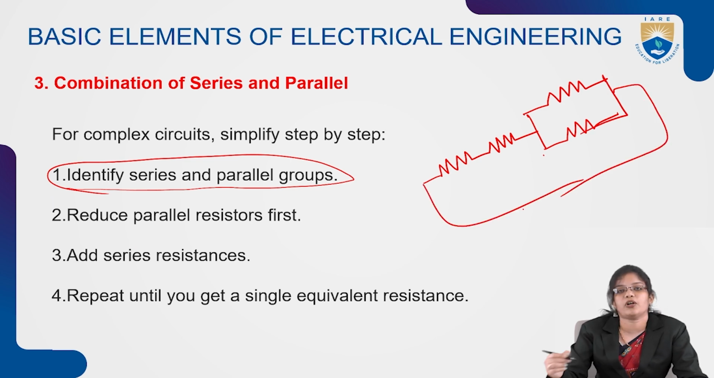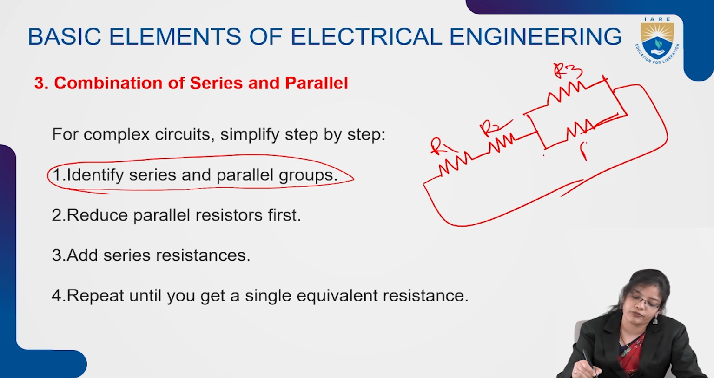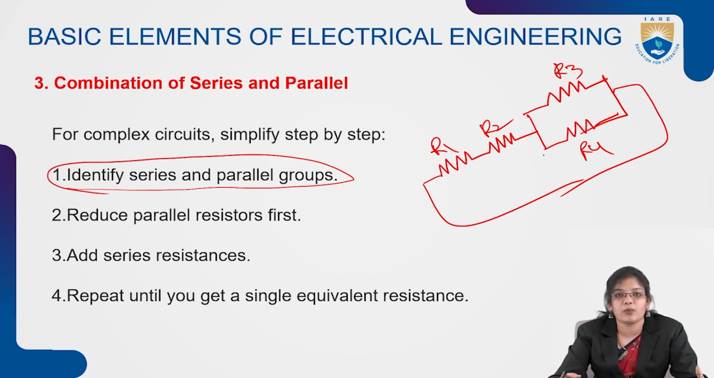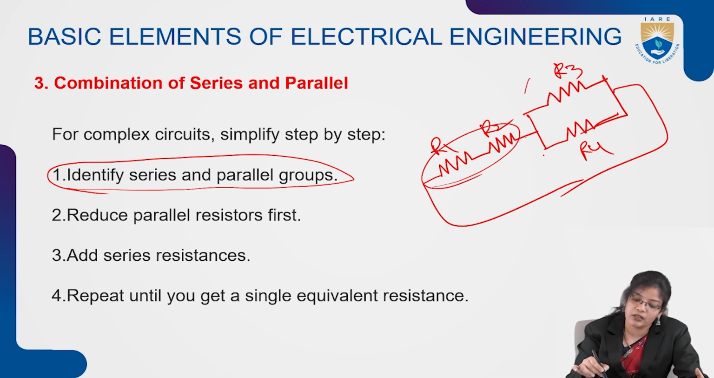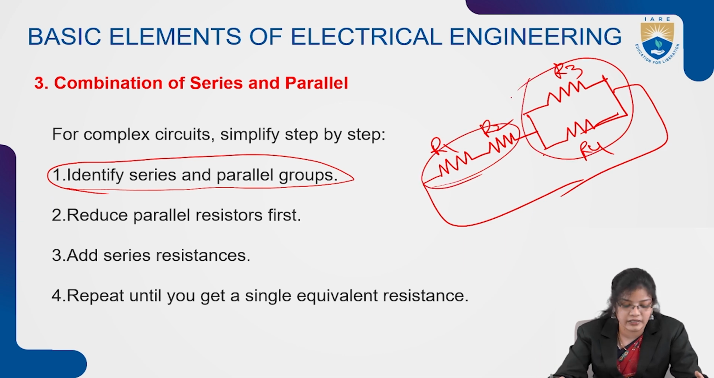So this circuit can be denoted as R1, R2, R3, R4. For this circuit, we need to calculate the equivalent resistance. For calculating the equivalent resistance for such types of circuits, we need to follow a few points. The first point will be to identify series and parallel groups. Here there are two series resistors and two resistors connected in parallel. So reduce the parallel resistors first. First, we need to reduce these two parallel resistors.